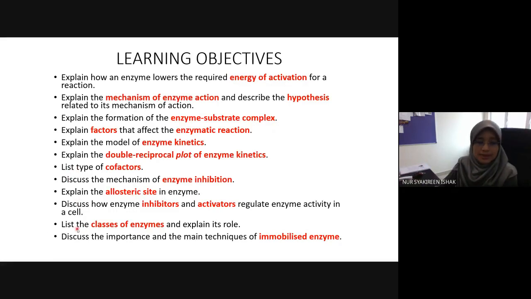The next one is to list the classes of enzyme and explain their role. Basically, there are 6 classes of enzyme, based on how the enzyme catalyzes the reaction. And the last one is to discuss the importance and the main techniques of immobilized enzyme. For this last one, we are going to look at what an immobilized enzyme is, how an immobilized enzyme works, and what the significance of immobilized enzyme is, especially in industry.